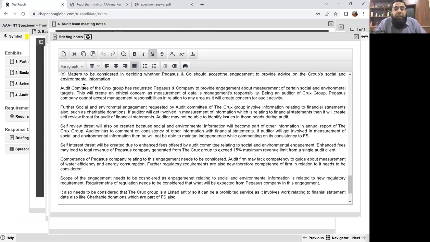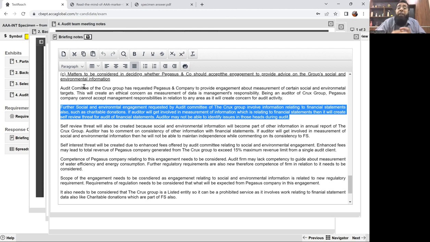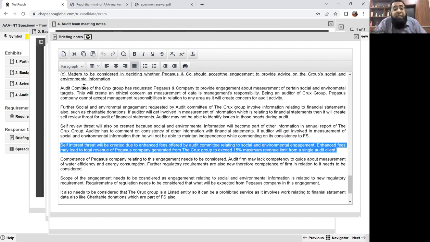Okay. Like he also identified this point relating to management responsibility, that we shouldn't be accepting management responsibility. Then if you remember, he failed to identify this issue of self-review in relation to charitable donations, that they will also become part of the FS. Okay. He identifies self-review from the perspective of other information. We also wrote this point. Then for enhanced fees, self-interest, he didn't explain it well. He identified that there will be fee dependency, but he didn't explain the self-interest issue in detail.